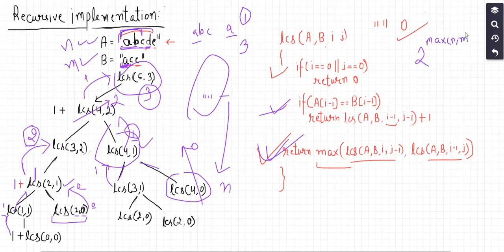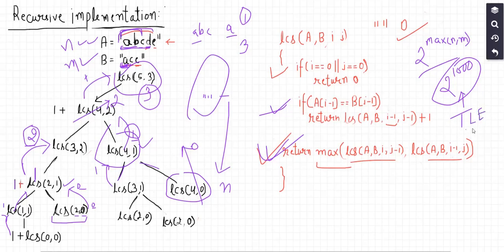Hence the time complexity will be exponential, that is 2 raised to the power max of n, m, and this is huge because the length of the strings goes up to 1000, so the operations go up to 2 raised to the power 1000, and this is huge. It will give me TLE.